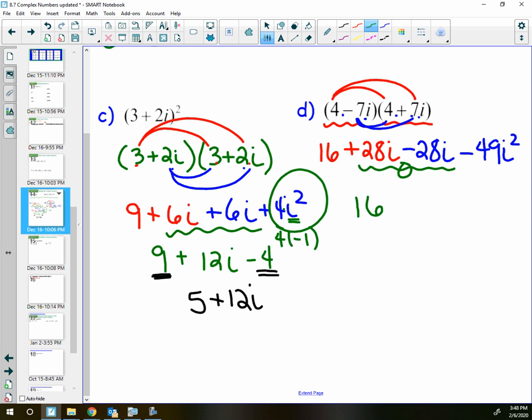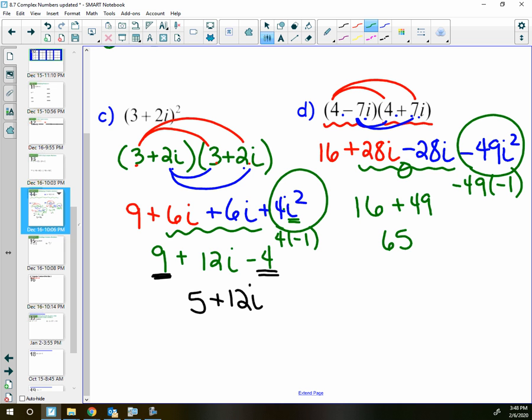So we have 16 minus this 49i squared. But again, remember what i squared is. I squared we can replace with -1. So it's really -49 times -1, which would be a plus 49. So we actually can put that first and last term together, and when we add them together, we get 65.